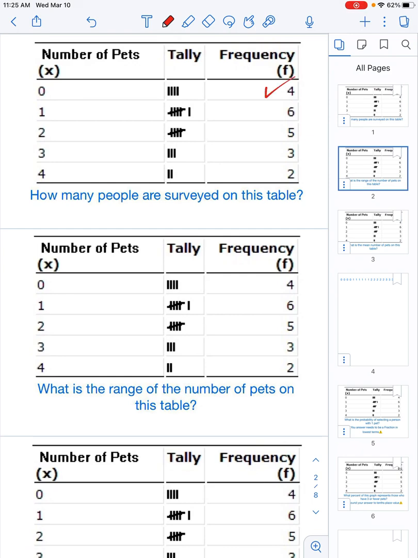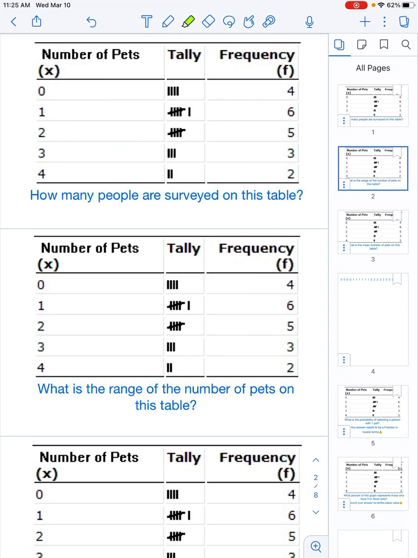Four people here said that they have zero pets. Six people said that they have one pet. Five people said that they have two. Three people said that they have three pets in their household. And last but not least, two people said that they have four pets.